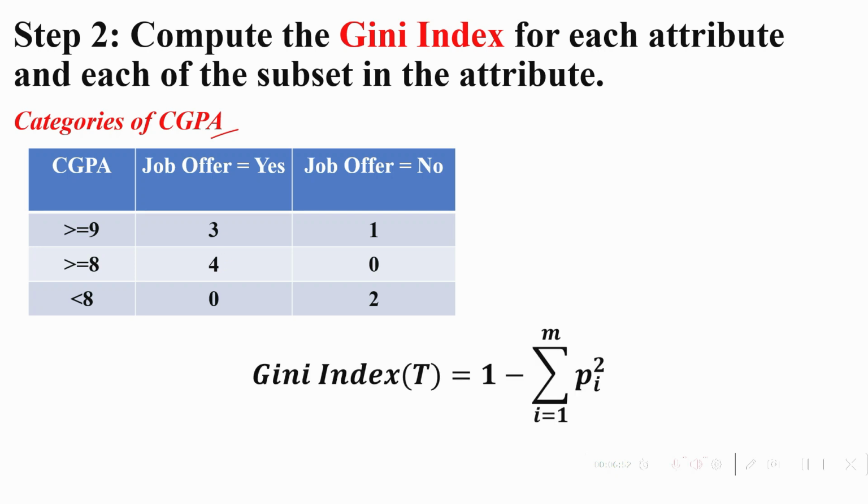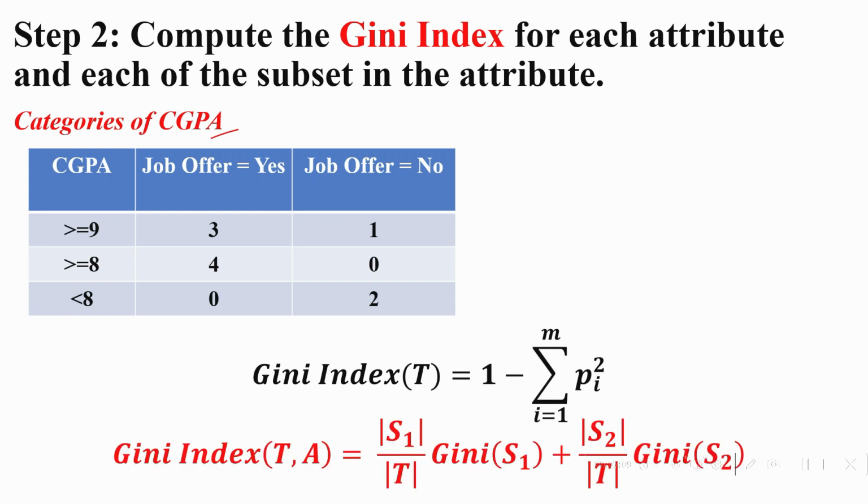Now from that we are going to find the Gini index of the target variable with respect to the corresponding category. That is equal to 1 minus sigma i equal to 1 to m of p i square, the probability of the corresponding attribute, squared. So the Gini index of the target variable with respect to A is equal to mod of S1 by mod of T into Gini of S1 plus mod of S2 by mod of T into Gini of S2. S1 and S2 are nothing but subsets, and T is the total number of elements in the entire data set. That is the overall view of the definition of the Gini index value.